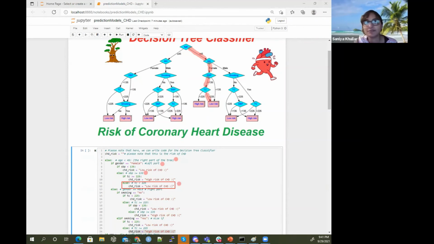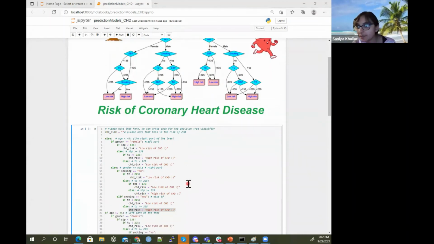So those are the different things that you need to be true. You need to come on this right part of the tree. Then you need to have gender being female. Then you also need your systolic blood pressure to be greater than or equal to 135. And then you need your total cholesterol to be less than 225. So age greater than 45, female, systolic blood pressure greater than or equal to 135, but total cholesterol less than 225. So then you're low risk. So that's how you can represent this whole decision tree in terms of code.